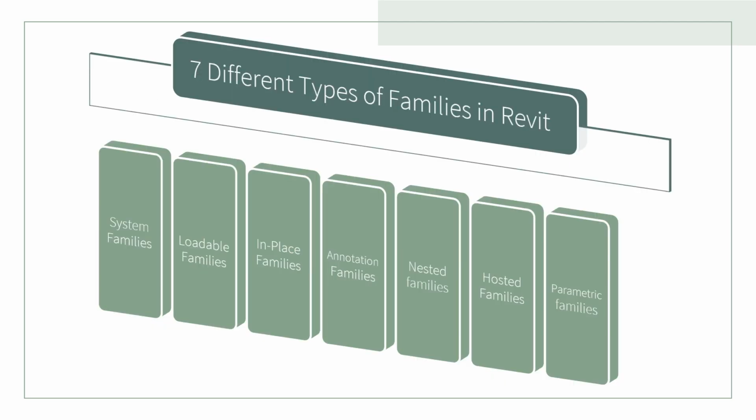Let's quickly recap. Today we've covered the 7 types of families in Revit, which are system, loadable, in-place, annotation, nested, hosted, and parametric families. Understanding the differences between these families and how to use them will help streamline your Revit projects, improve your efficiency, and make your designs more flexible.